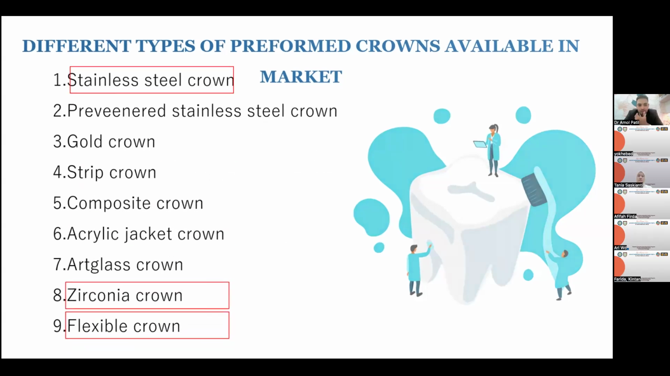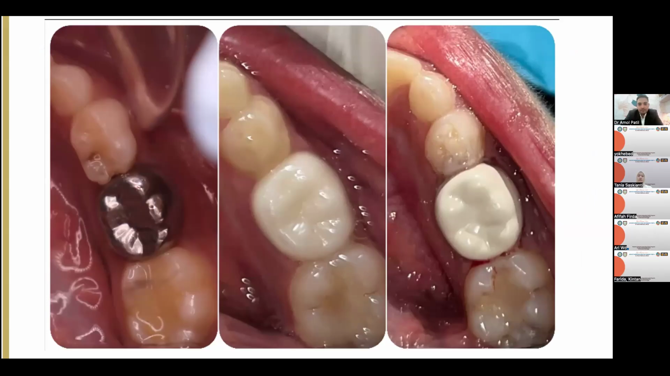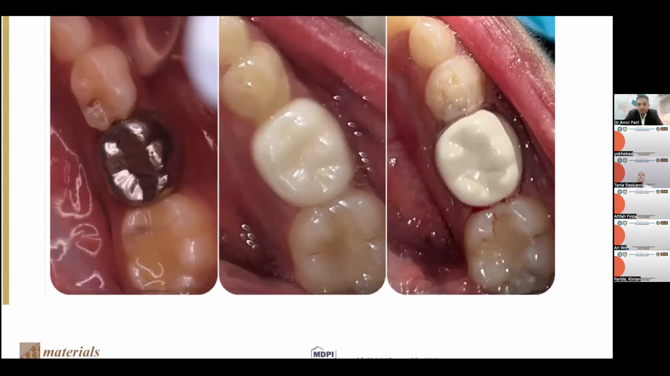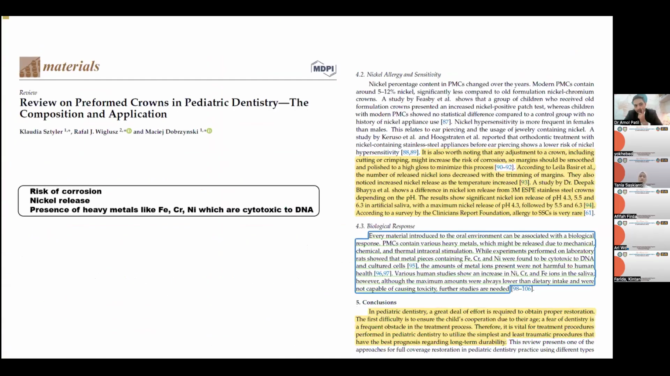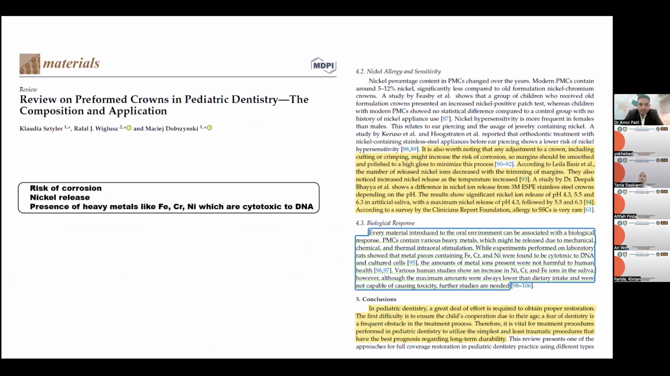So we had talked about this. Out of stainless steel, zirconia and bioflex, we're going to focus on zirconia and bioflex. As we have already discussed, in case of stainless steel crown, they have a risk of corrosion, nickel release, and presence of heavy metals like iron, chromium, and nickel, which are cytotoxic to the DNA, and because of which everyone is thinking about another treatment options or which other restorative material is ideal or feasible.